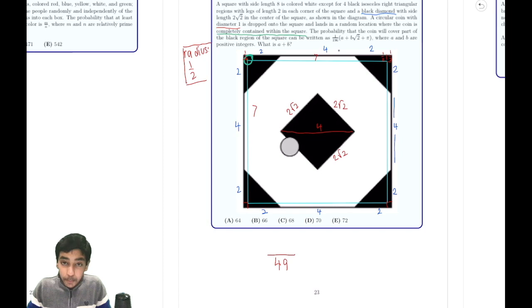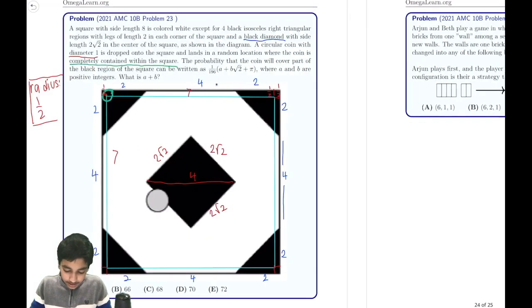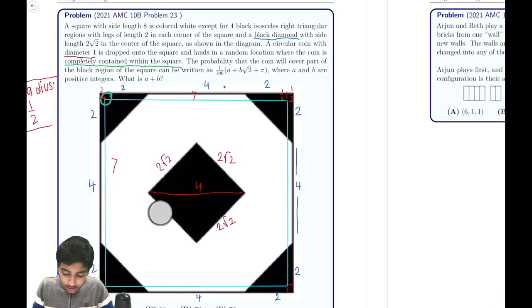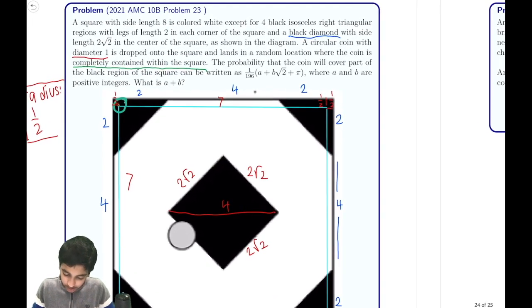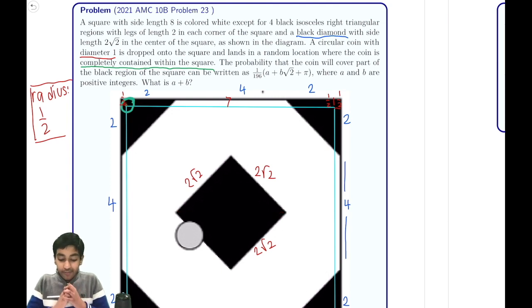Okay, now what are the possibilities for where it can go? We found the area of the light blue square right here. And now we want to find the probability that the coin will cover part of the black region of the square. Part of it, it doesn't necessarily have to be fully in the black region, it just has to be a little bit black. It cannot be fully white, basically that's what the problem is telling us. There's no way we can have a fully white coin. Even if it's just a little bit of black in this diagram, then that's good.